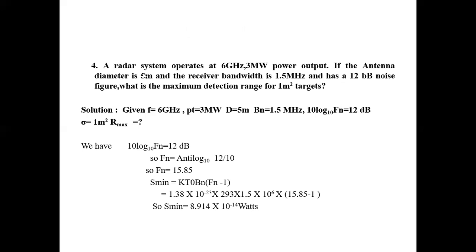Now, a radar system operates at 6 gigahertz frequency with 3 megawatt of power output. If the antenna diameter is 5 meters and the receiver bandwidth is 1.5 megahertz and has a 12 dB noise figure, what is the maximum detection range for 1 meter square targets? For this one, we have to write down what all the given data are.